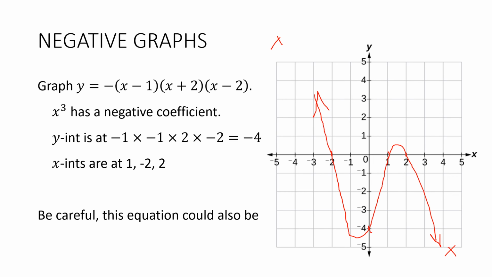Now, be careful. This equation could also be written that way. So instead of doing negative and then x minus 1, they could put the negative in the bracket and write 1 minus x. But you can still see that that is a negative cubic. Okay, it hasn't changed anything. This is still its graph. So just because the negative is not out the front doesn't mean that it's not a negative graph.